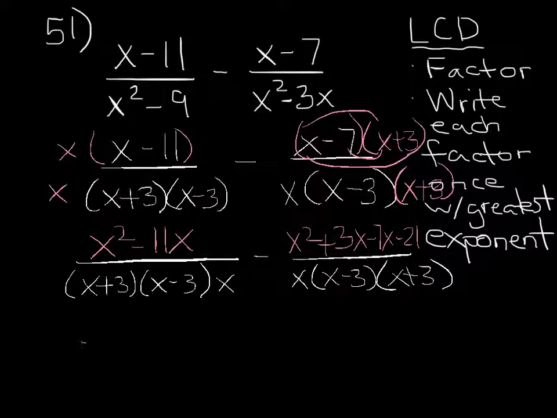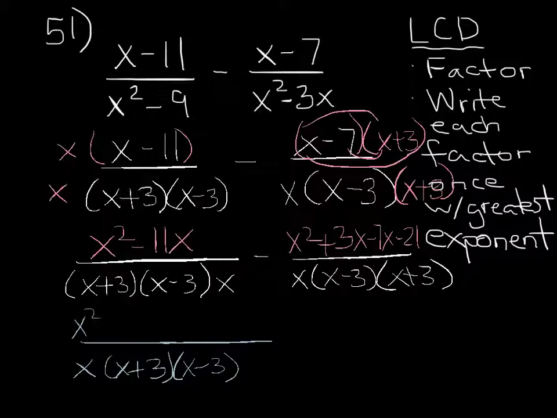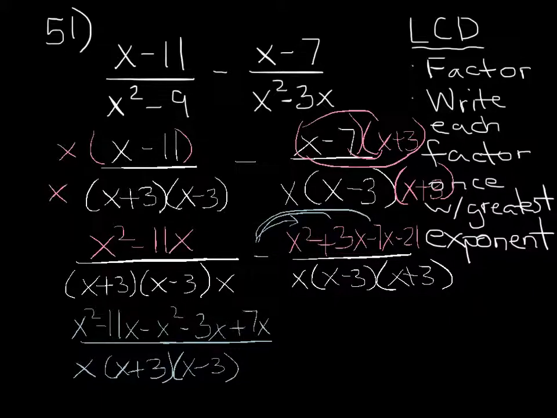So the LCD is x times the quantity x plus 3 times the quantity x minus 3. And in the first fraction I have x squared minus 11x. Now remember, it's minus this whole quantity. So it's going to be minus an x squared, minus a 3x. Then it's going to be the opposite of a negative 7x, so it'll be plus 7x, and then plus 21.